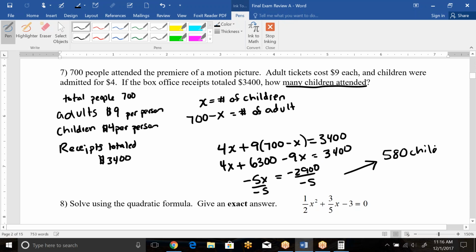Children. If we wanted to know the number of adults that were attending, we would just do 700 minus the 580.